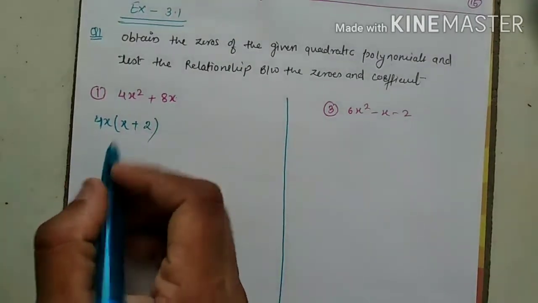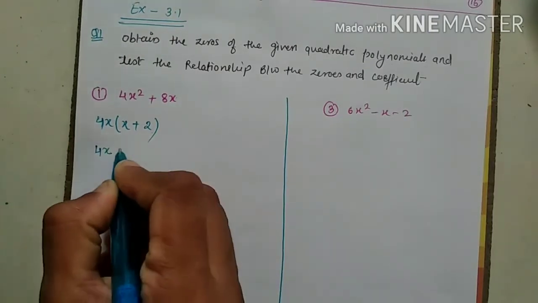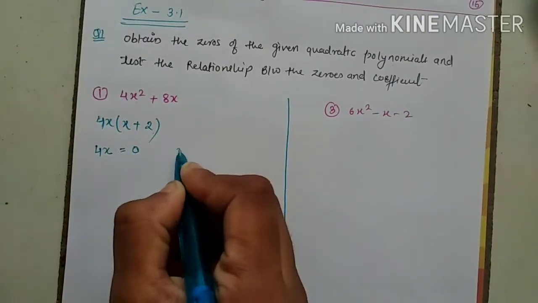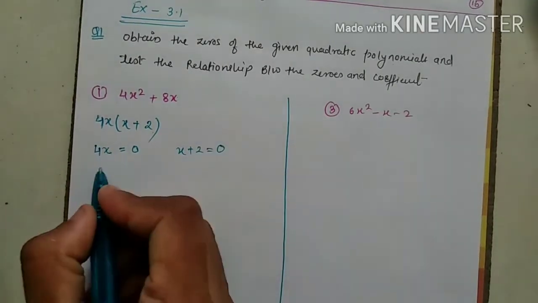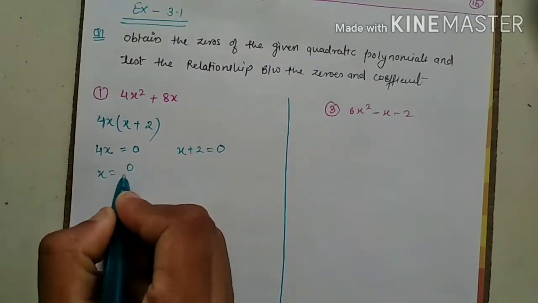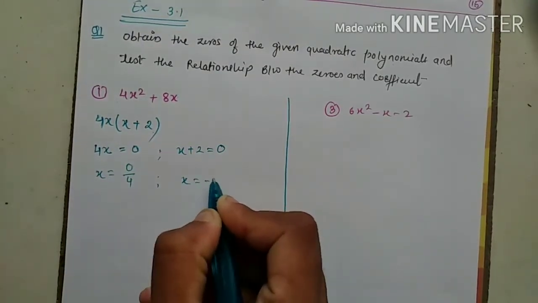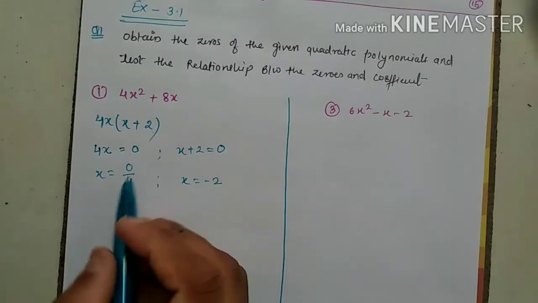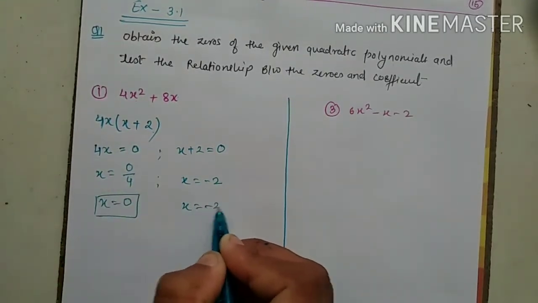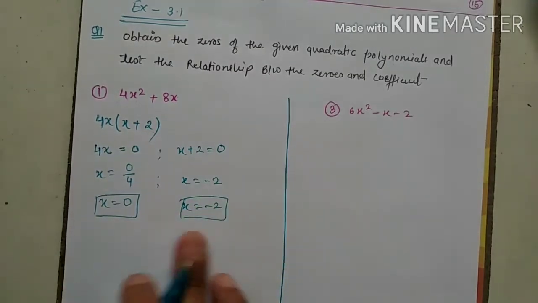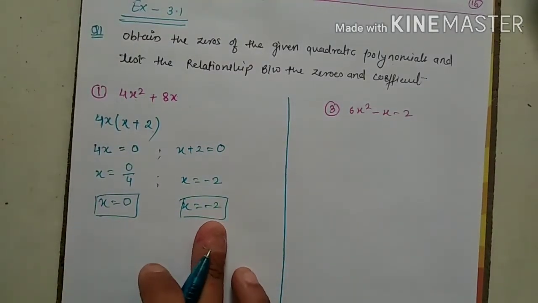Now come to the next. As you know, there is a factor we have to write. So the zeros of the polynomial we have to find. 4x equals 0, x plus 2 equals 0. Correct or not? Now x equals 0 by 4 and x equals minus 2. 0 by 4 equals 0, one zero you are getting. x equals minus 2 you are getting. So these are the zeros of the polynomial. You can understand one is alpha, one is beta. Correct? You can write like this.